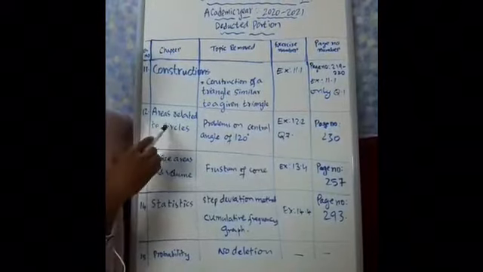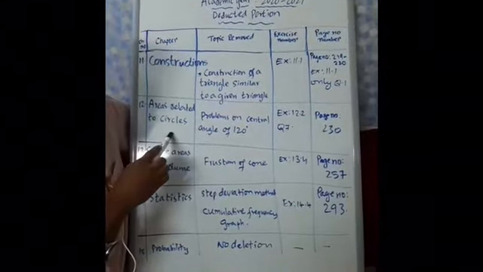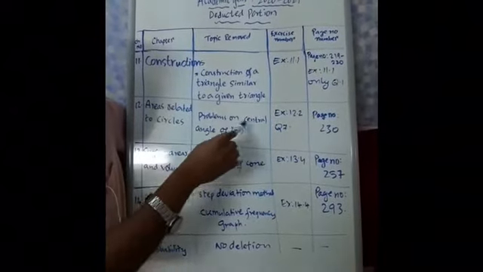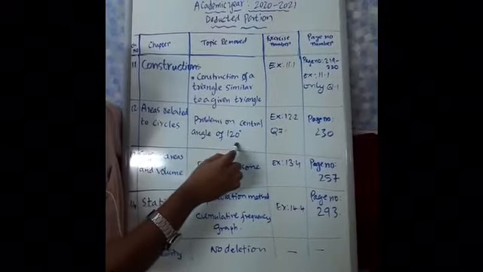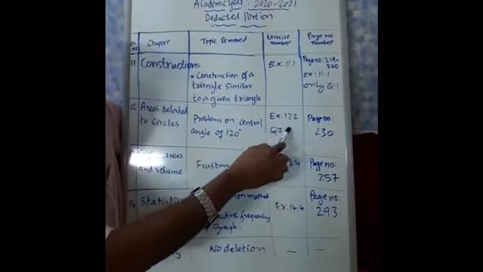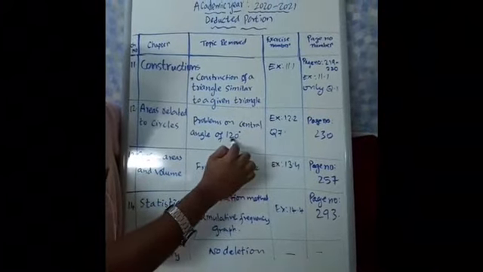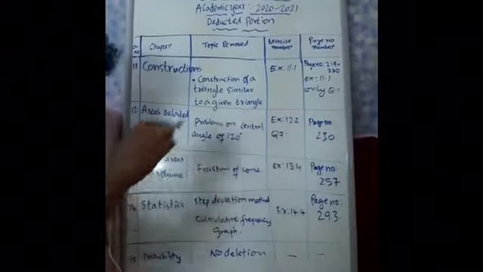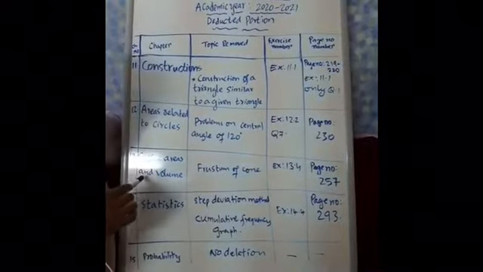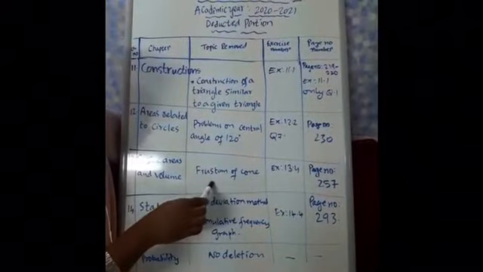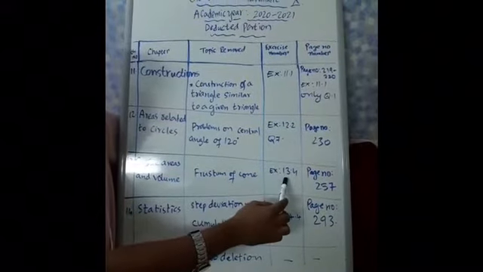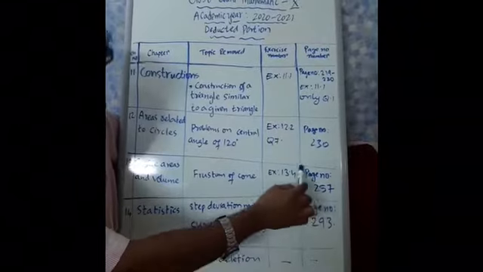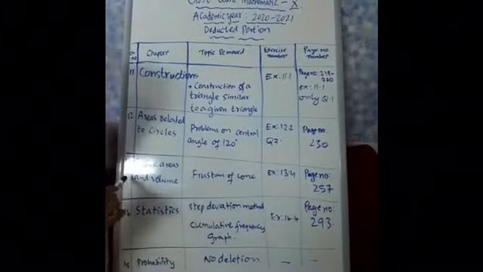Chapter number 12, Areas Related to Circles. In this chapter there is no more deletion, only one question, the problem on a central angle of 120 degrees. Exercise 12.2, question number 7, page number 230. And chapter number 13, Surface Areas and Volumes. The frustum of a cone, Exercise 13.4, page number 257. This last exercise is totally deleted from chapter 13.